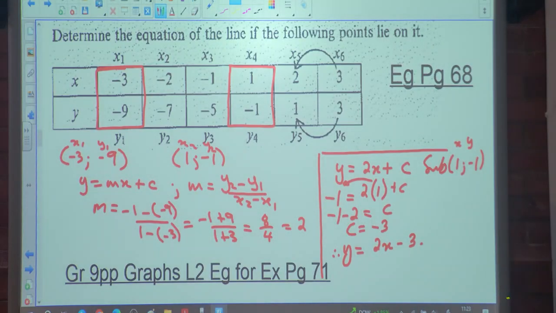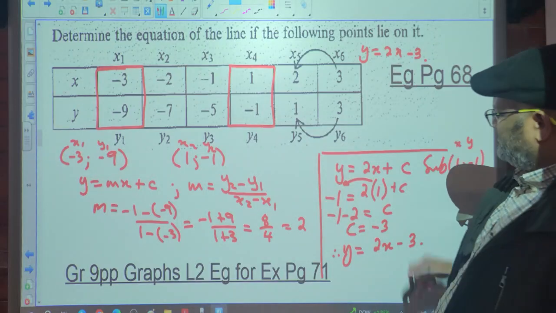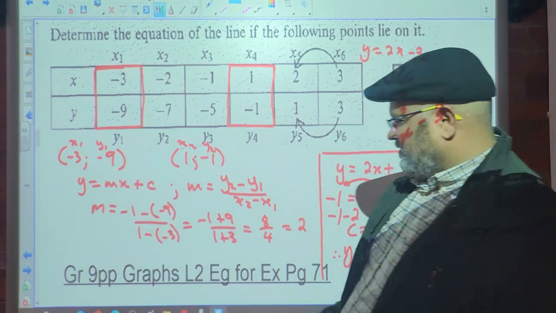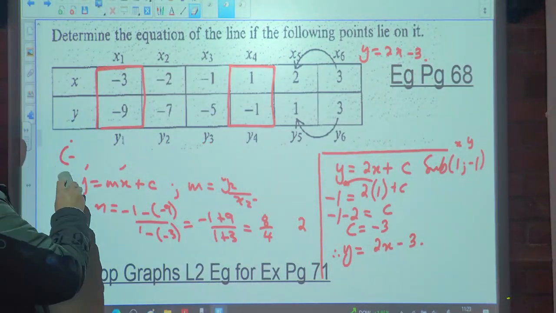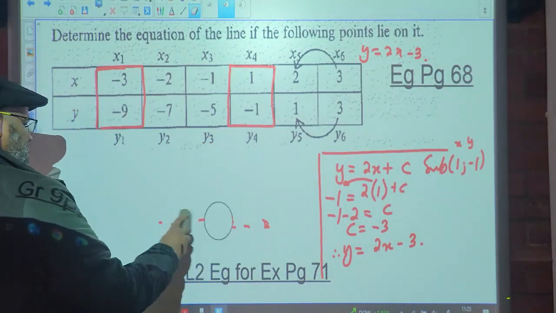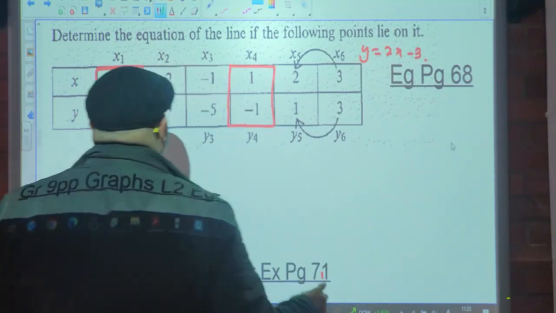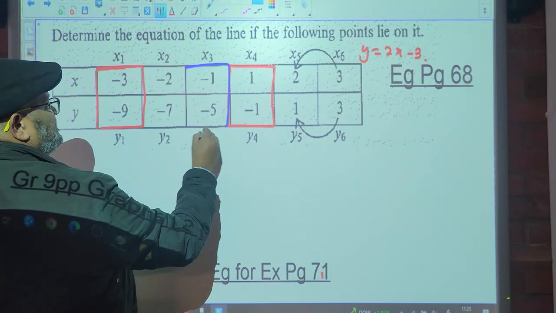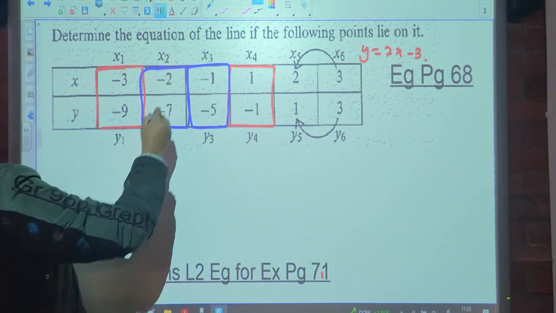You guys understand? See any confusion? Isn't it right here? y is equal to 2x minus 3. What if I use a different set of points? Let's go with this one here and that one there. Those two sets.